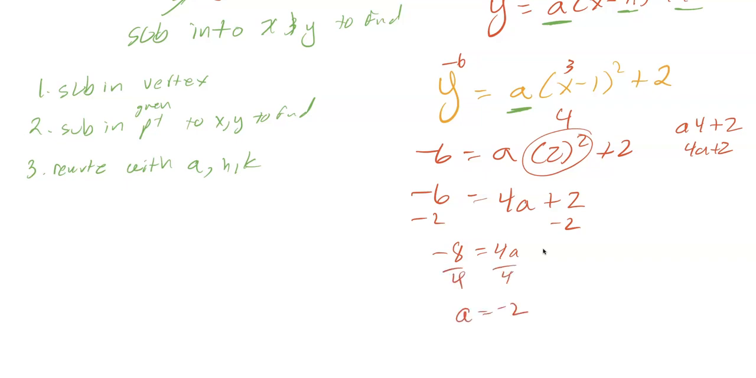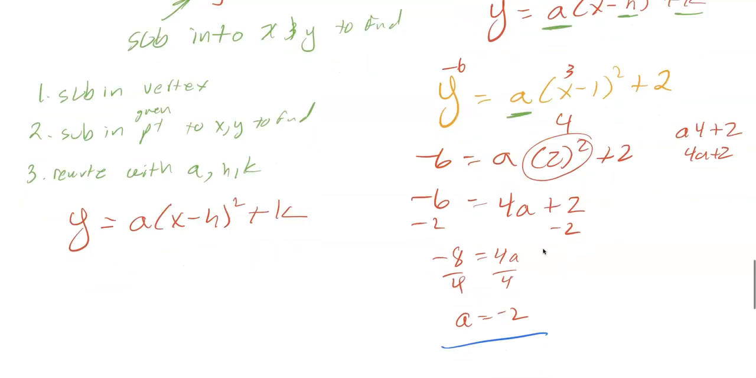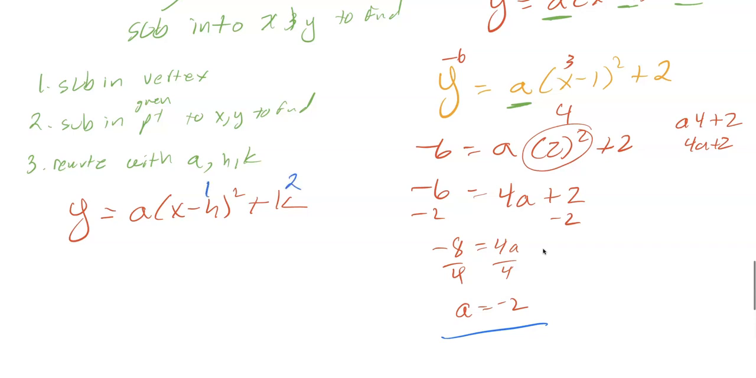And then again, the final step is to rewrite it all, right? We started with this. And then we're going to substitute in our values. So a is here, and then h and k are right there. So 1, 2, and -2. And there we go.